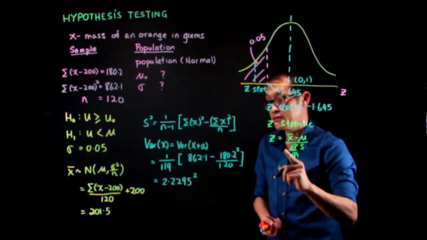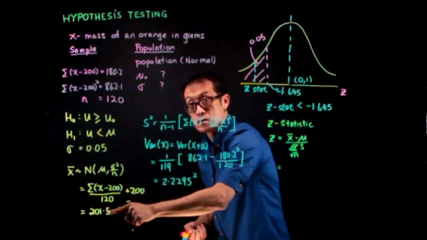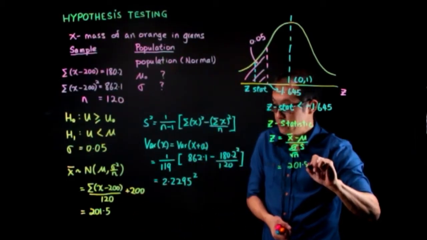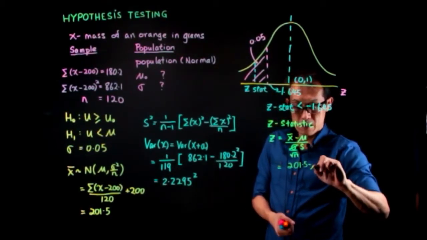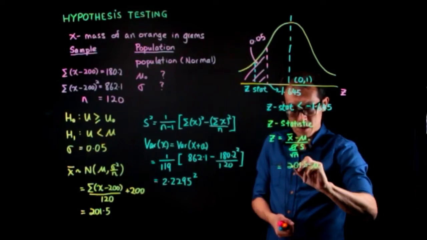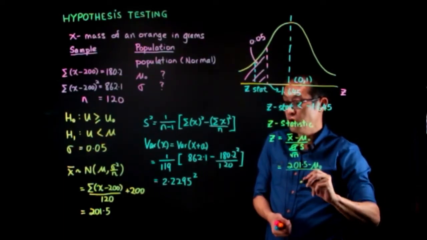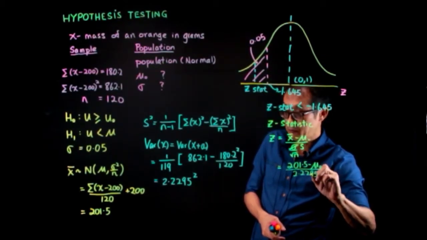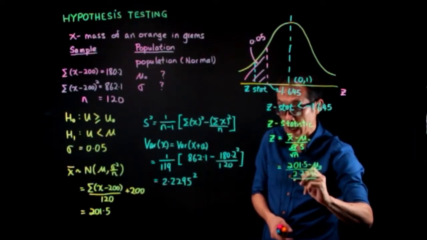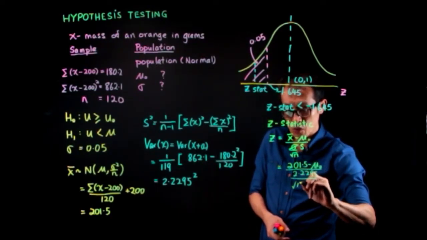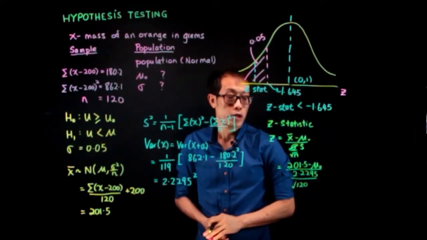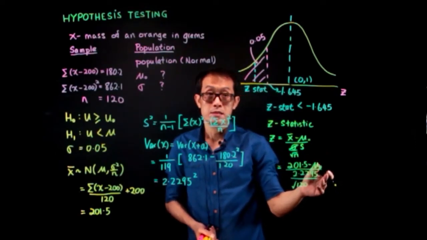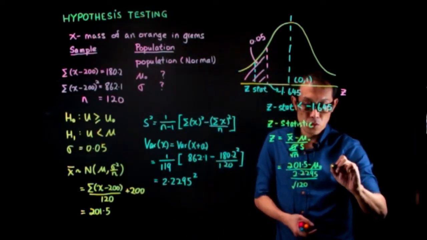So how to find this value? Now my x bar is 201.5. So it will be 201.5 minus my mu naught over my s, which is 2.2295, over root n. Root n is root 120. Now you want this to be less than minus 1.645.